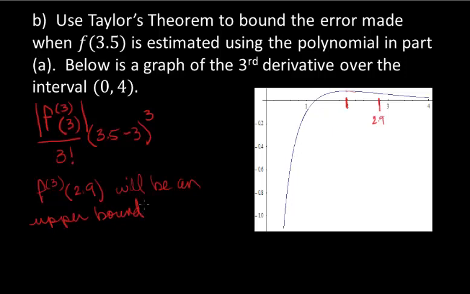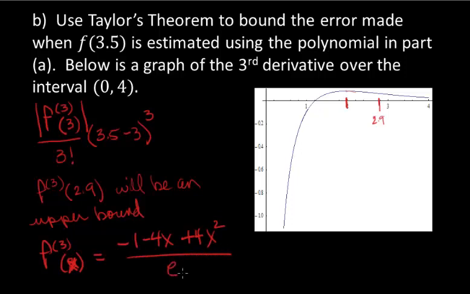On an interval containing 3 and 3.5, I need to calculate the third derivative. You've got to use your product rule and just grind it out. Let me tell you what the third derivative is. It's (minus 1 minus 4x plus 4x squared) over e to the x.